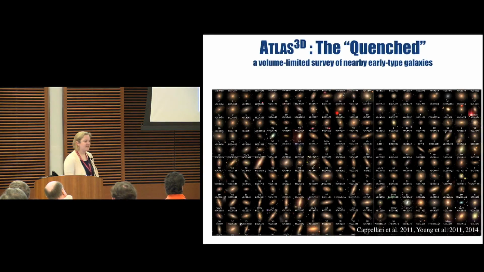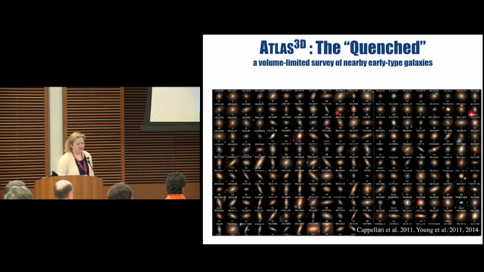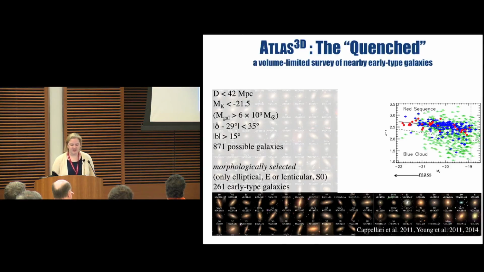Problem is, that doesn't seem to be quite the case, and I will readily admit that I just built up a bit of a straw man in this. So the Atlas 3D galaxies, which Atlas 3D was what I did my thesis on with Heiles, looked at about 260 early-type galaxies. They had to be in the north, they had to be within 42 megaparsecs, they had to be massive, and we morphologically classified 871 possible galaxies inside of these constraints, and we found that 261 of them were early-type galaxies.